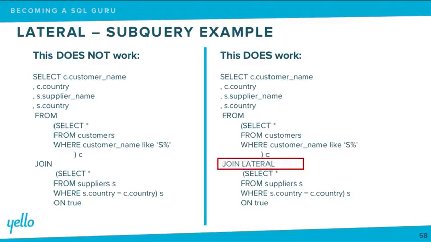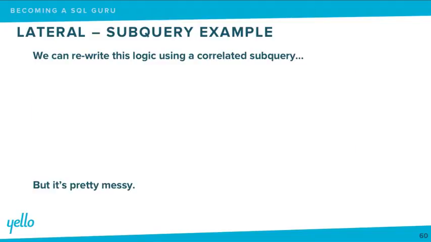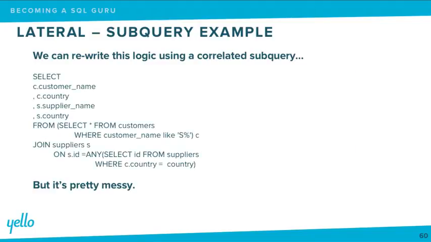By adding this one little keyword, lateral, now my query works perfectly fine. So it literally allows you to have that correlated subquery functionality within your join criteria. Now, you could also rewrite this with something like this. That's not always the case, but in my example, you could rewrite it like this, where you have a correlated subquery within the join criteria itself. But this is really messy, and nobody wants to do that. And it's not as optimized.